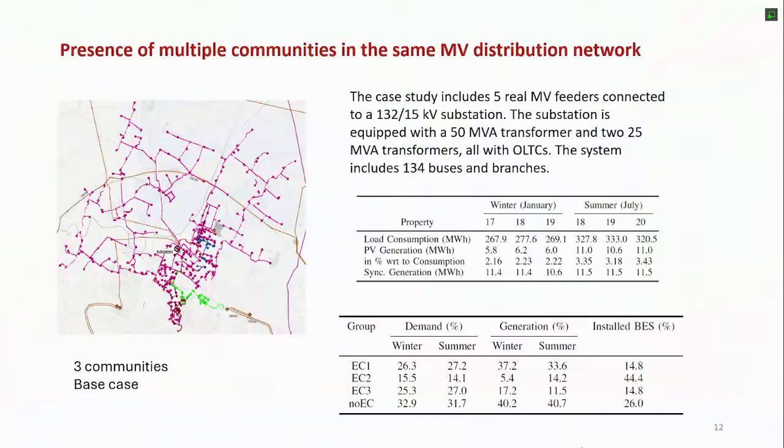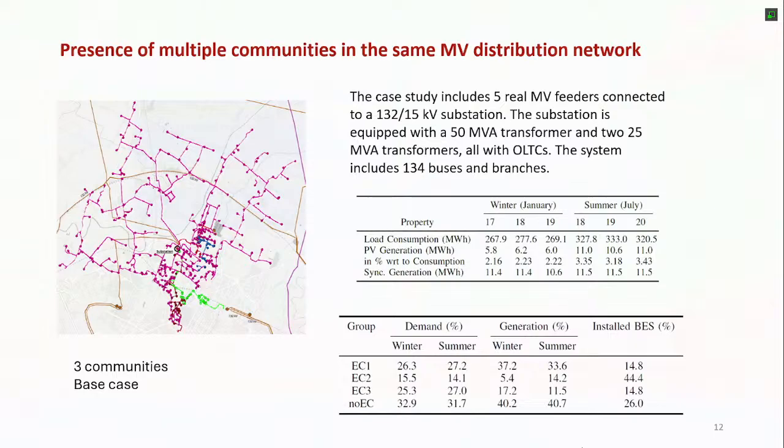I will come back to another study that we have also carried out in collaboration with the distribution system operator. This is a medium voltage network, at 15 kilovolt, inside a city, so in an urban area. You can see several feeders, but fed by the same substation, so the same high voltage, medium voltage transformers. We have taken this for winter days and summer days, 3 days each, with the actual measurement recording of the consumption and production of all the customers in the network. And we have grouped them in different communities in order to explore the effect of the presence of multiple communities in the same distribution network.